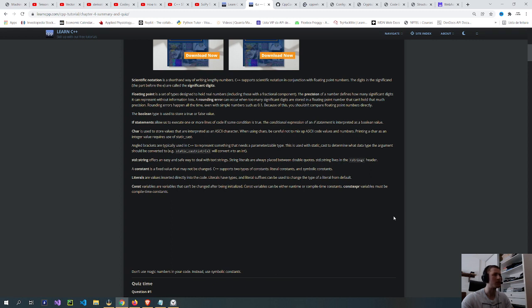Rounding error can occur when too many significant digits are stored in a floating point number that can't hold that much precision. Rounding errors happen all the time, even with simple numbers such as 0.1. Because of this, you shouldn't compare floating point numbers directly. The Boolean type is used to store a true or false value.